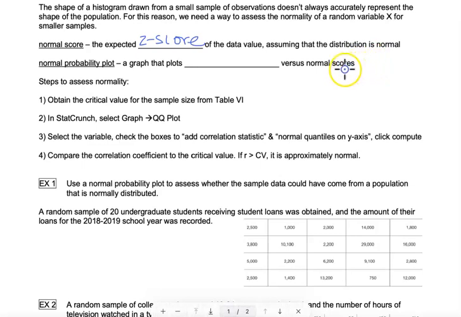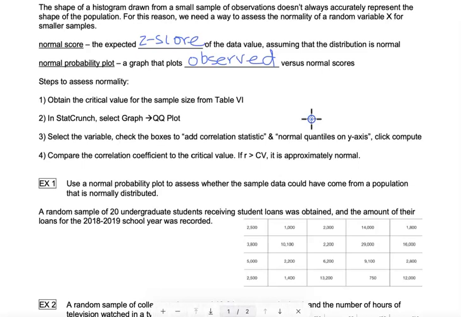What we are going to be looking at as well is normal probability plots. And this is a graph that plots the observed values versus the normal scores. So that tells us, okay, here are the observed values. If the distribution is normal, these are what the normal scores would look like. And how do those two things compare?